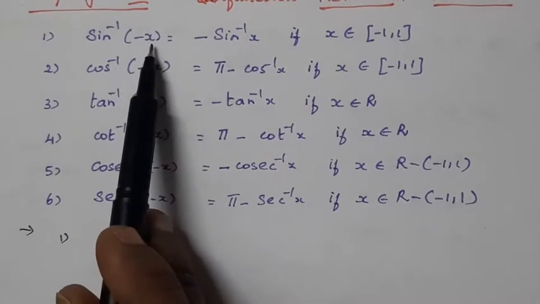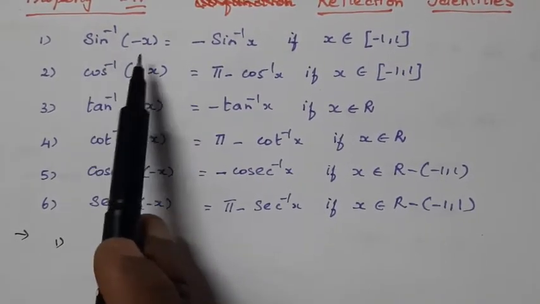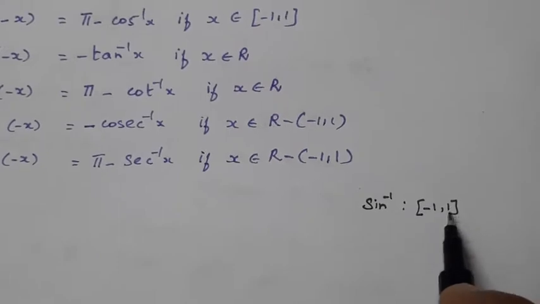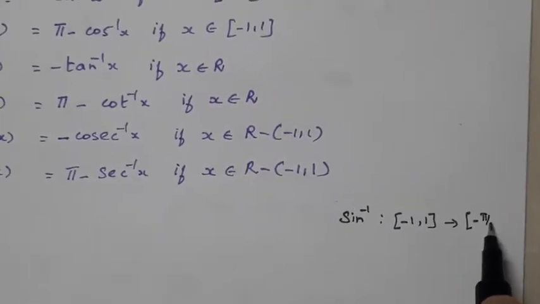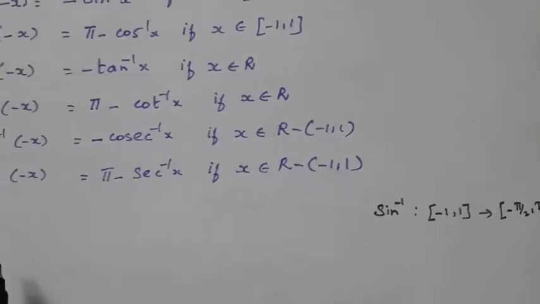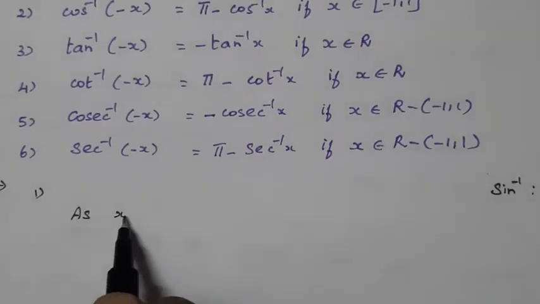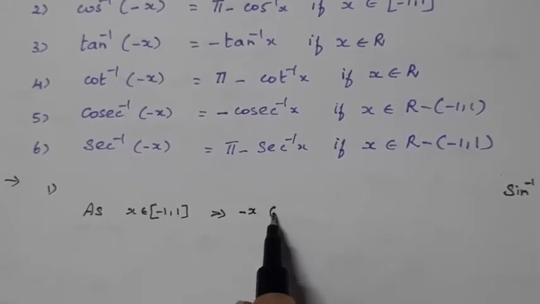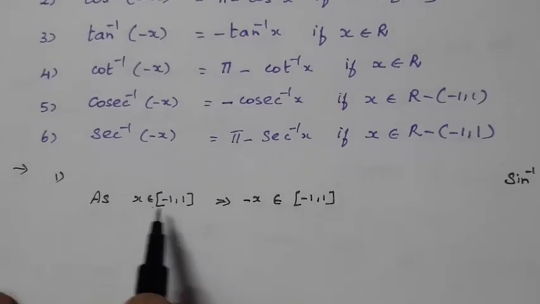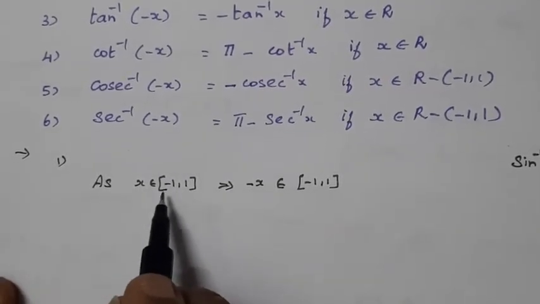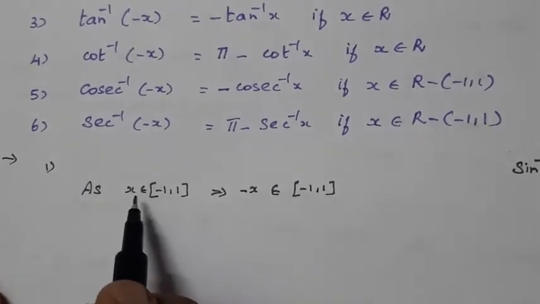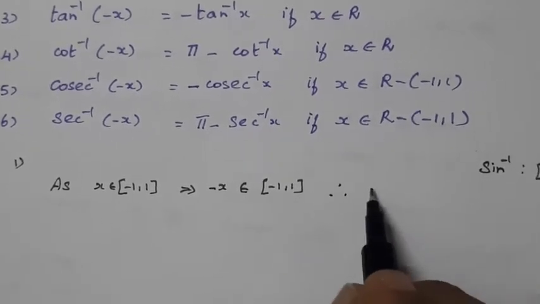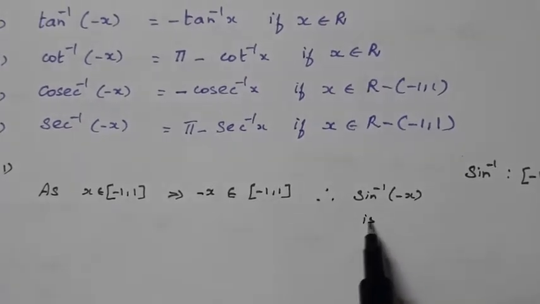Given sine inverse of minus x. First of all, you have to check whether sine inverse of minus x is well defined. You know that sine inverse is a function whose domain is minus 1 comma 1 and whose range is minus pi by 2 to pi by 2. Given that x belongs to the closed interval minus 1 comma 1, clearly minus x also belongs to that interval. If x is 0.5, minus x will be minus 0.5, which again belongs to minus 1 comma 1. Whatever value belongs to this interval, its negative also belongs to the same interval. And therefore, sine inverse of minus x is well defined.